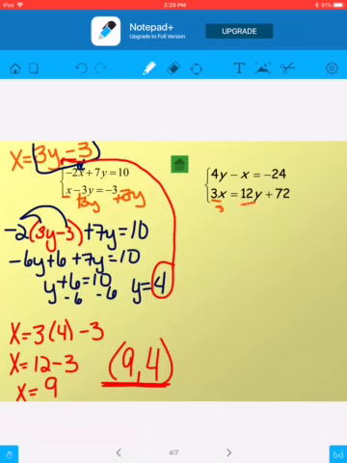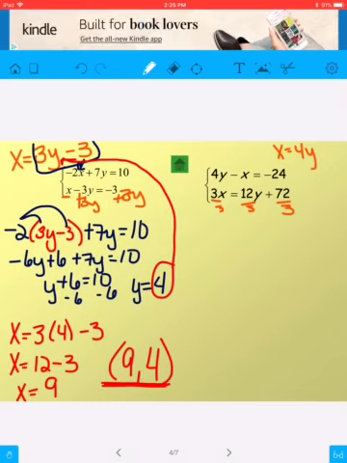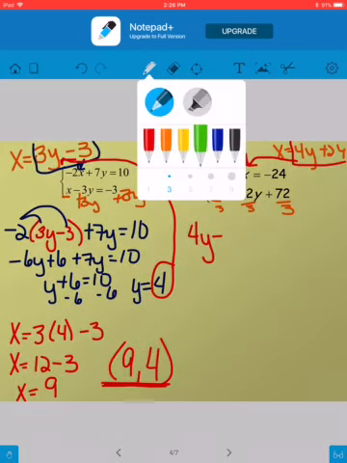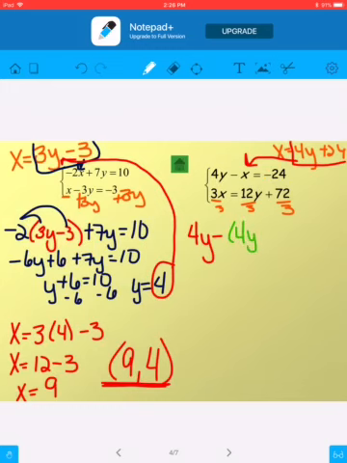So when I do that, I get that x equals 4y, let's see here, 72 divided by 3 gives me 24. So 4y plus 24. And now that I have that x equals 4y plus 24, I'm going to take that and I'm going to plug it into my top equation for x. So I get 4y minus, I'm going to plug in 4y plus 24 in parentheses. And the reason why I'm putting that in parentheses is because this negative has to distribute to both terms.